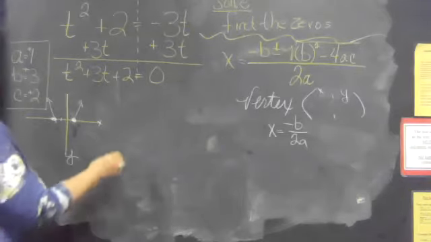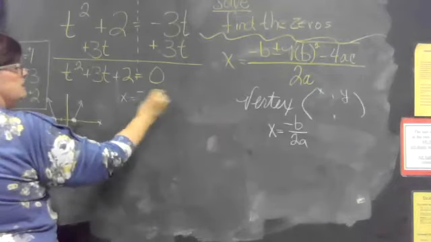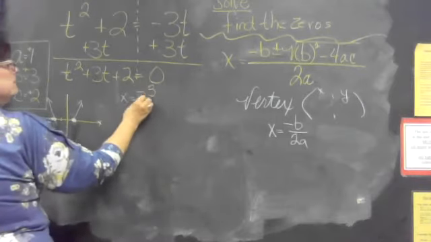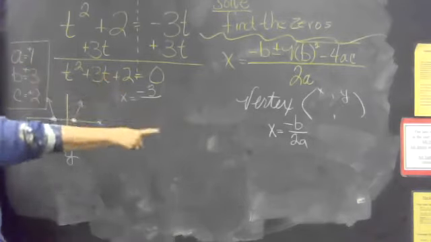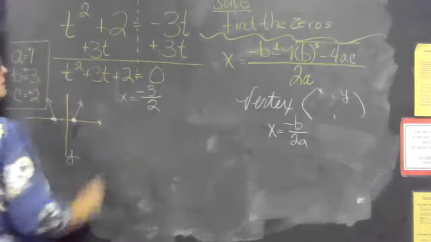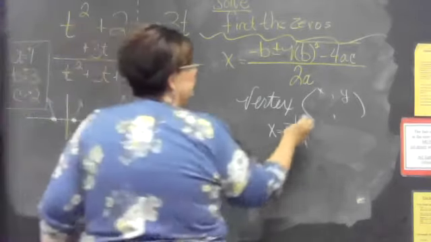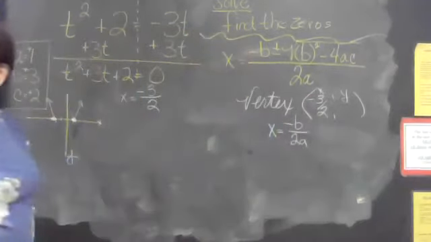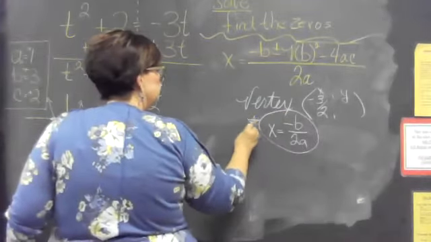So let's find x equals negative because it's in the formula. Now let's find out what b is. 3 over 2 times whatever a is. 2 times 1 is 2. Yes? So the x of the vertex is negative 3/2. So far, so good? This is a memorize, guys. Memorize it. Dream about it.